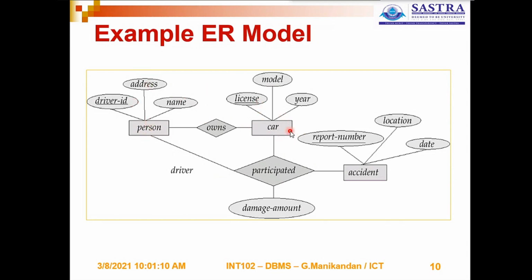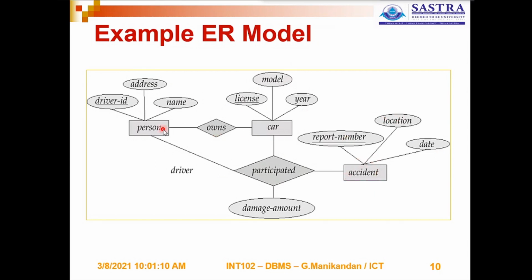Or how can you relate these two entities? For that, you are going to have a relationship. So what is the relationship? Person owns a car. So what are the attributes related to the car? License or your number plate, then your registration number or your model and the year. So with respect to accident, your report number, location and the date. So these are the information.